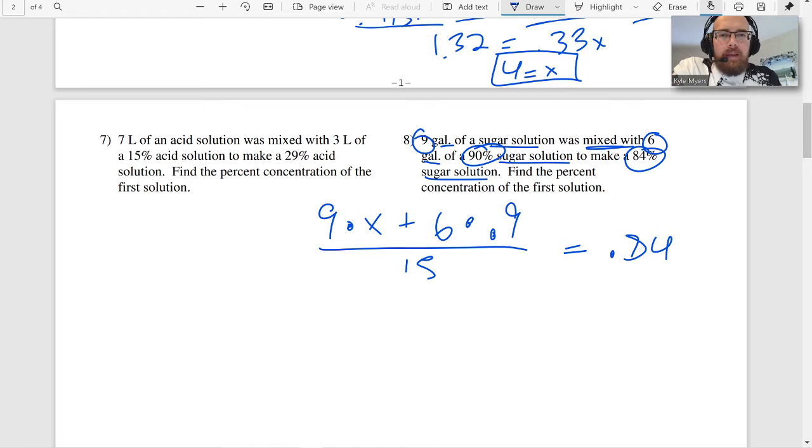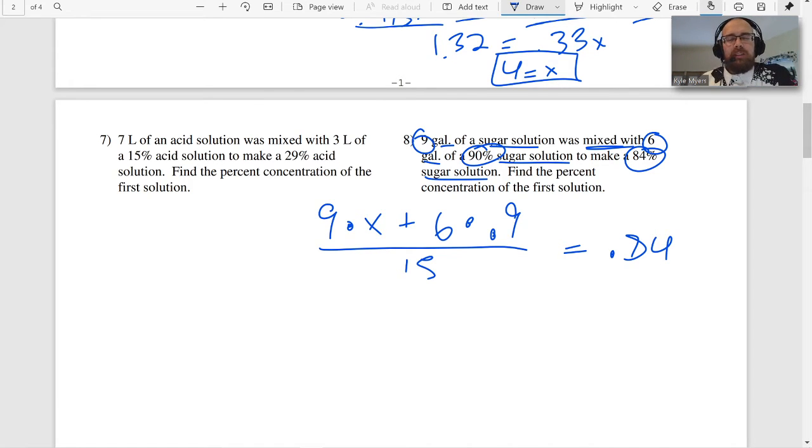And there we go. We have our equation, right? 9 gallons of a certain percent sugar mixed with 6 gallons of 90% sugar. Divide by the total, and you would get the percent solution, which they told us was 84%, so 0.84. And there is our equation.